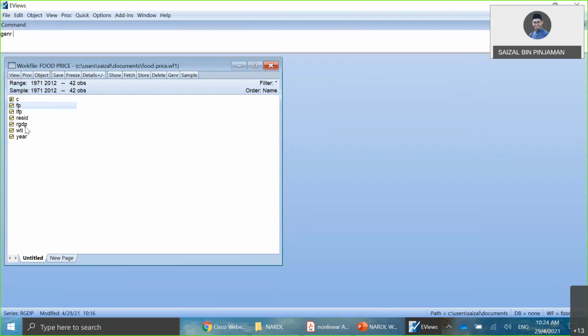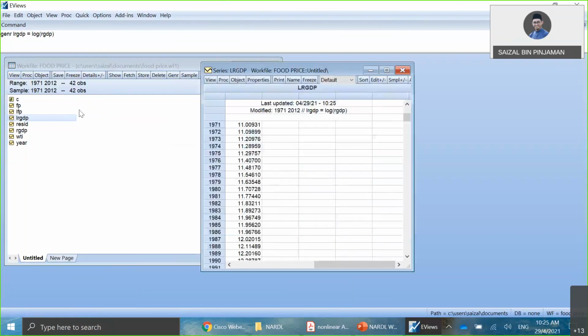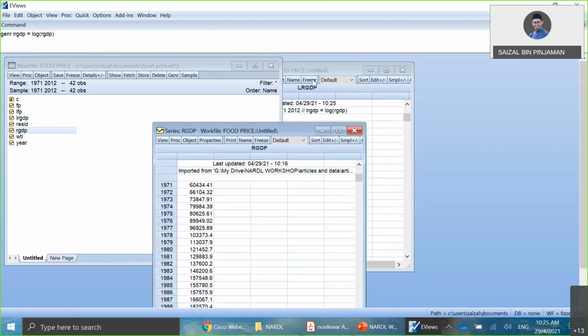Now let us continue with the log transformation of real gross domestic product. So we generate a new variable, which is the log real gross domestic product. So generate LRGDP, so that LRGDP is the log transformation of real gross domestic product. And then after that, you click enter. So here you can see that we have another new variable, which is the log transformation of the real gross domestic product.